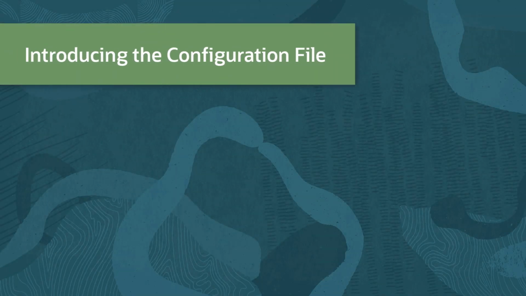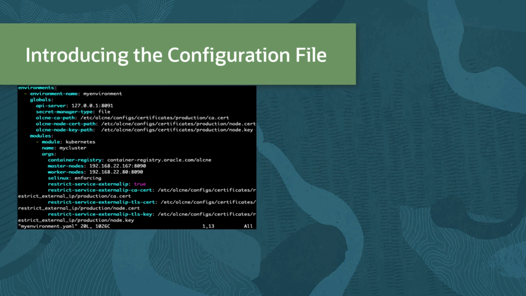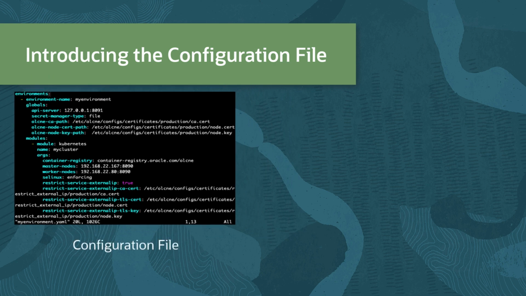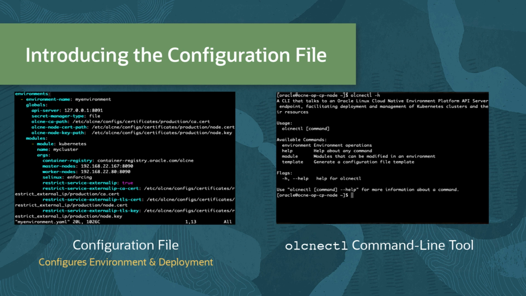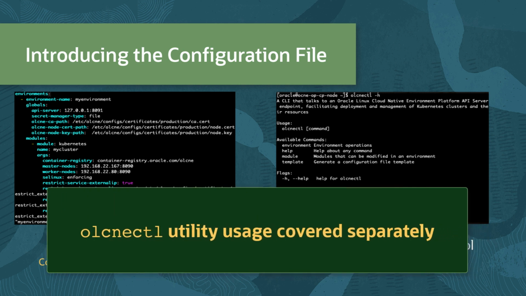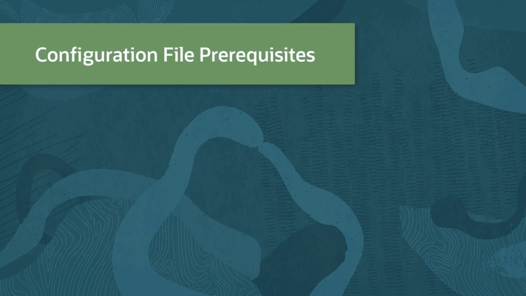Oracle Cloud Native Environment 1.4 introduced the ability to use a configuration file, thereby simplifying the process of creating and managing a deployed environment and associated modules. It is used from the Platform Command Line Interface, or CLI, via the OLCNE CTL command. While OLCNE CTL can be used to configure many more options than are outlined here, covering those use cases is not addressed in this video and will be covered in a future video. So with that in mind, let's get started with our whistle-stop tour of how to use a configuration file.